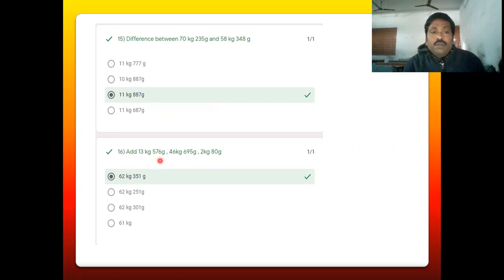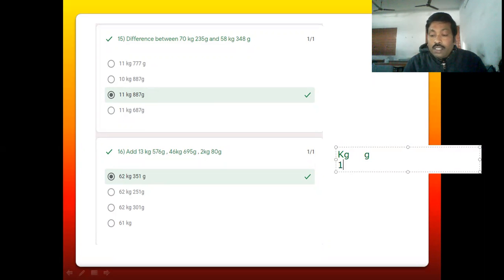And in the same way, when we add these three numbers, we will create the columns, kg and gram, and add them. Now, once again, we will create kg and gram. And kg is 13 kg, and the gram is 576. And another is 46 kg and 695 gram, and another is 2 kg, but here we see 80 gram.